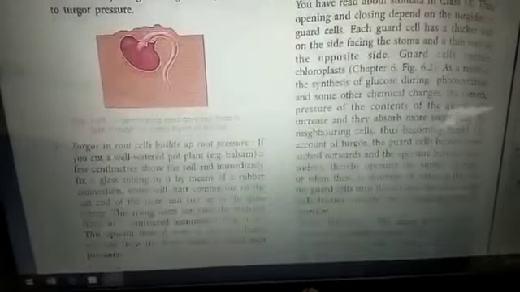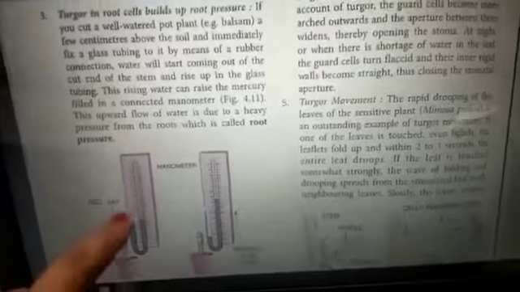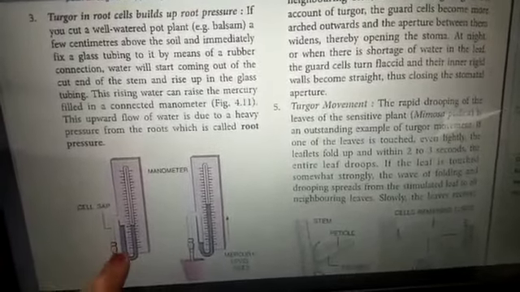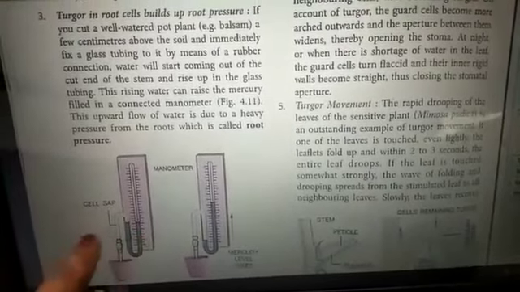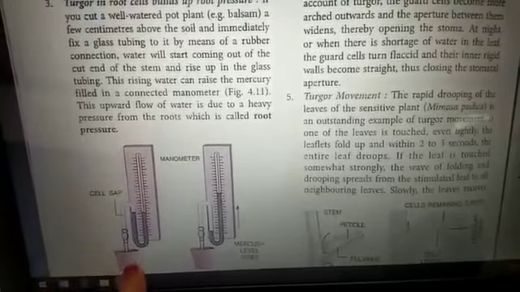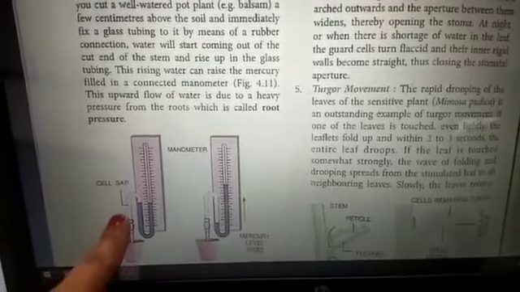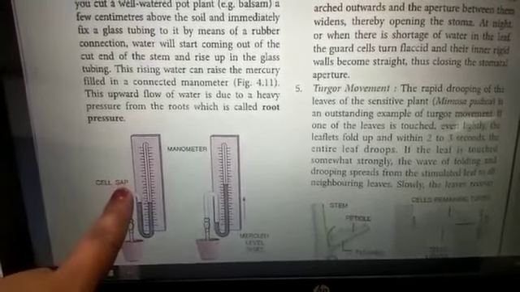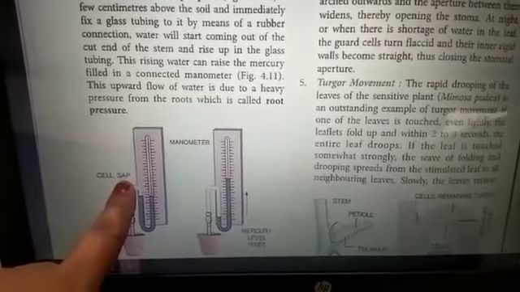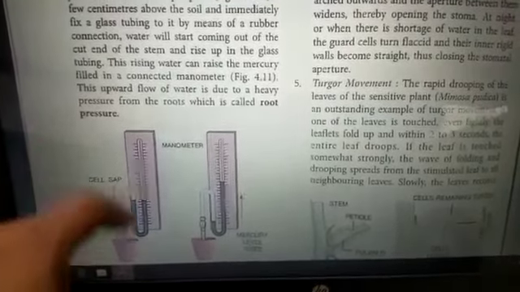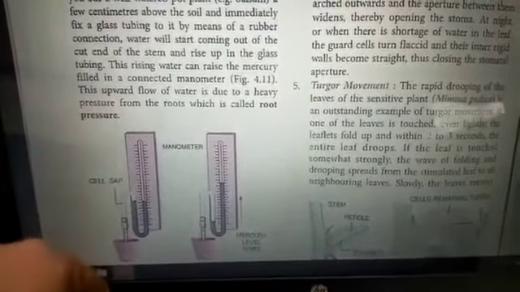Next, turgor in root cells builds up root pressure. Again, an example is given of a well-watered potted plant, for example balsam, cut a few centimeters above and connected with a tubing. Over here, the water from the soil is absorbed by the roots through osmosis. From the roots, it moves to the tip of the plant, again with the help of osmosis. This is called conduction of water, or upward flow of water. This is all because of the pressure created by the roots.